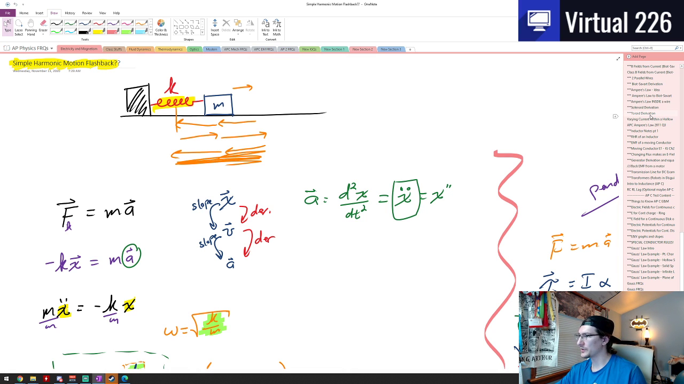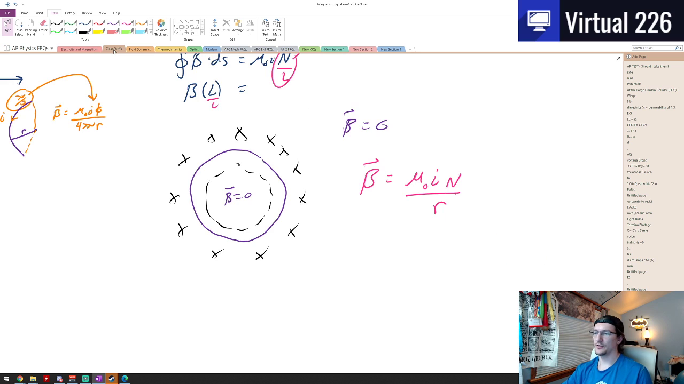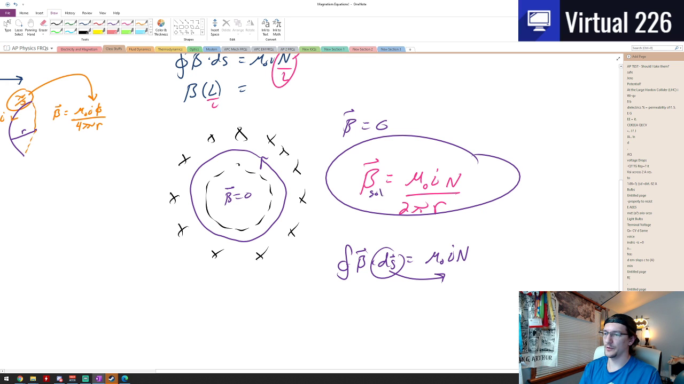So if we go back to our toroid, where is it? Toroid derivation. It's mu naught I N over 2 pi R from whenever we did this derivation here. And that's because whenever you make your Amperian loop, you get your 2 pi R, and then mu naught I enclosed is I times some number of n, and then you get your 2 pi R in the denominator. So we're going to get mu naught I N over 2 pi R, and that's because this Amperian loop, whenever we run the closed loop integral of B dot ds, which equals mu naught I enclosed, so we multiply it by n, this ds is a 2 pi R, so we divide it, and we get this here. So this is the B field of a toroid. Okay?